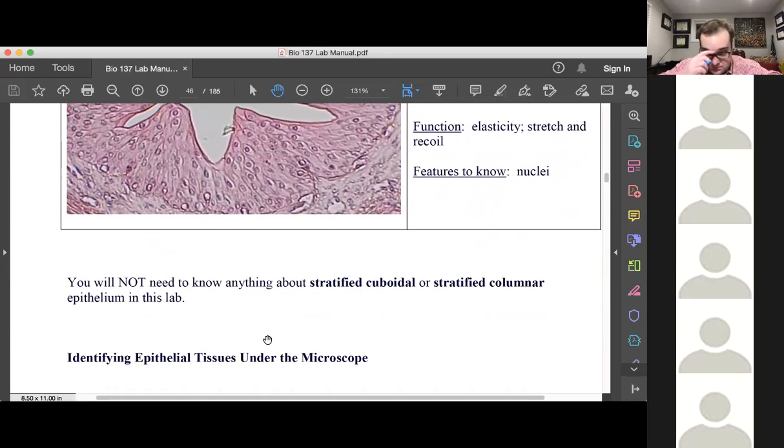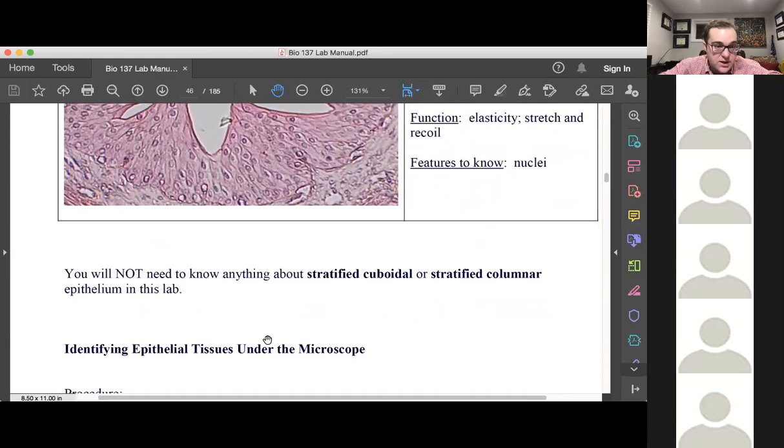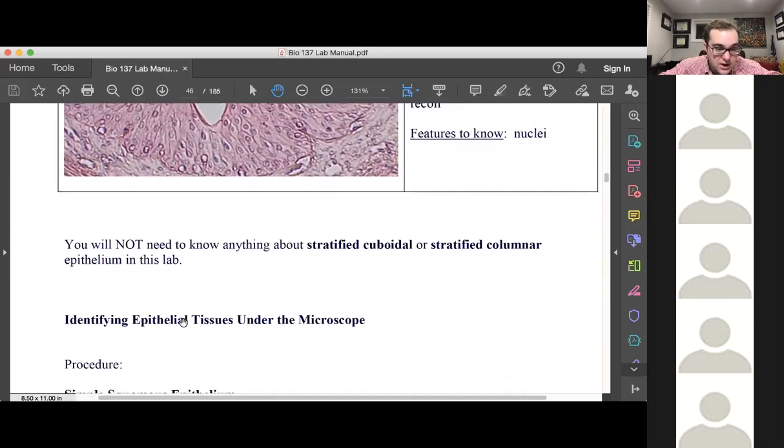Okay. Well, and then we have this disclaimer. You will not need to know anything about stratified cuboidal or stratified columnar epithelium in this lab.